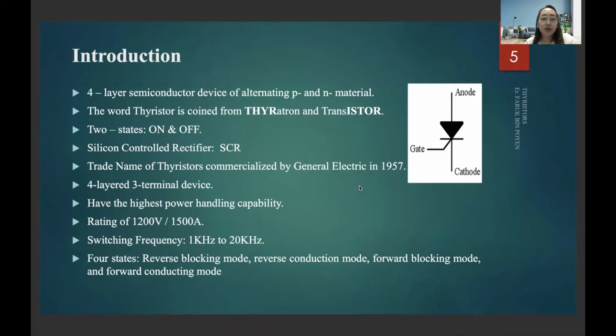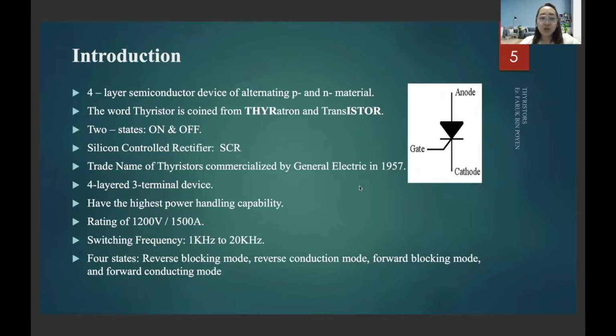Hi. So today I will be discussing SCR. SCR is a four-layer semiconductor device of alternating PN material. The word thyristor is coined from thyratron and transistor. Two states: it has on and off. So SCR means silicon controlled rectifier.